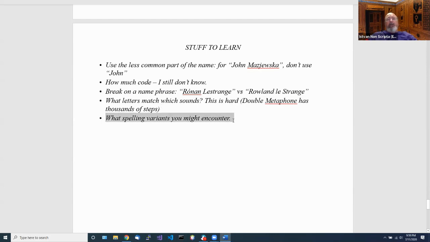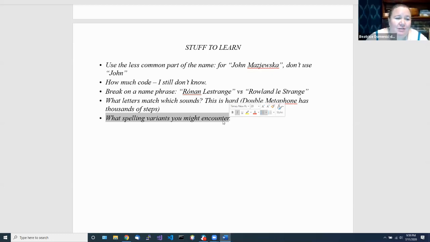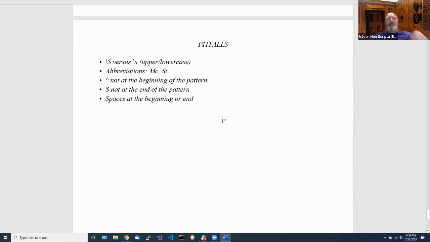And remember what spelling variants you might encounter. I said Istvan is spelled 4 different ways in period that I know of off the top of my head. So this is not... God help all the Catherines. Yeah, yes. But this is not a perfect, just apply it and you'll be done. One last, some pitfalls. I'm going to run out of time, unfortunately.